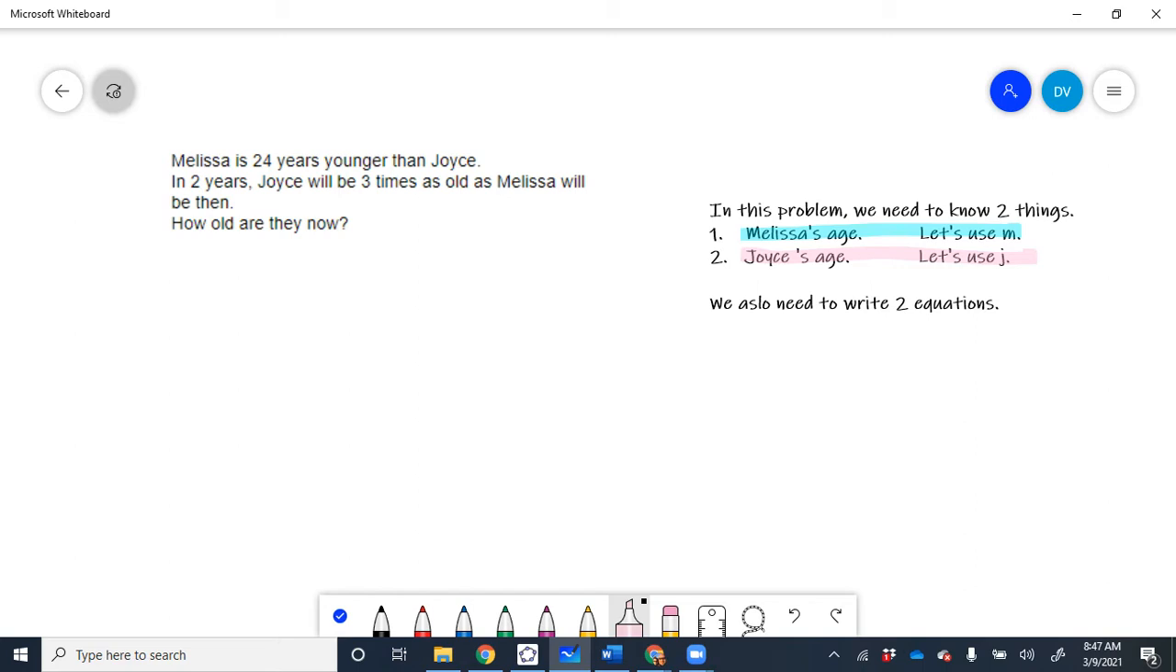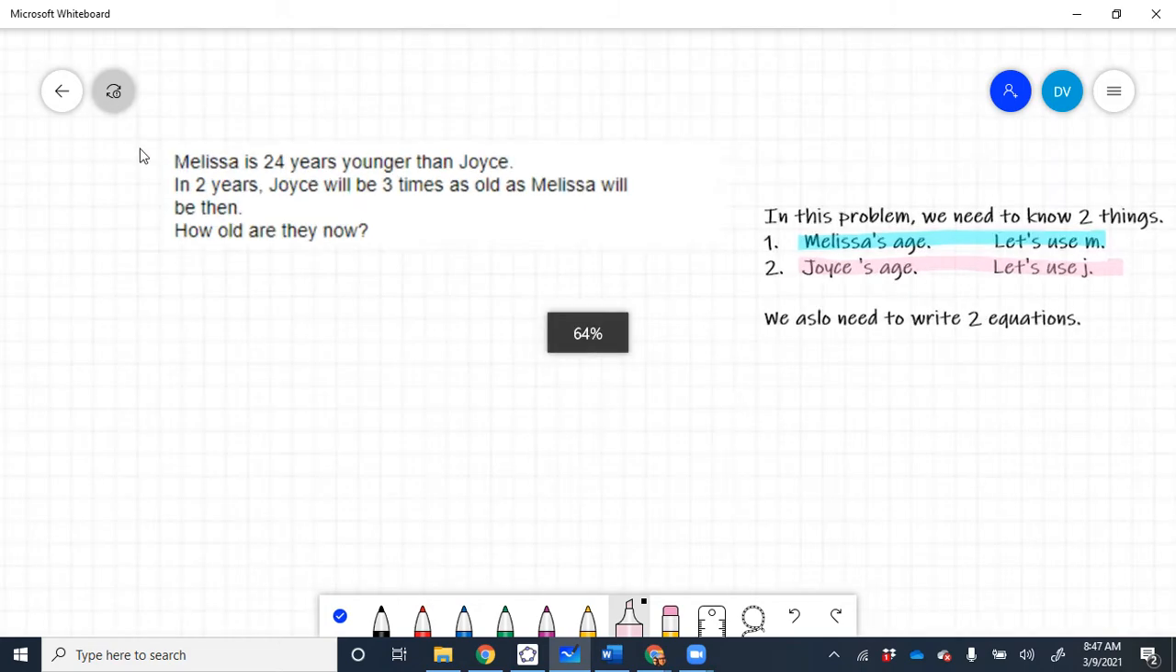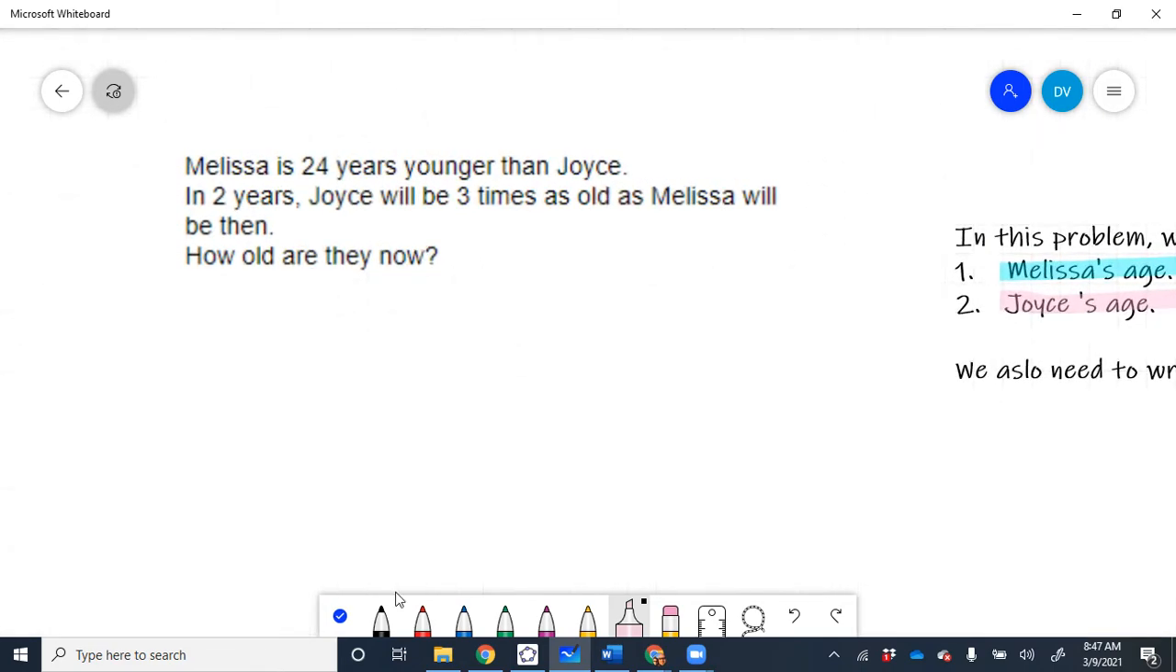All right. Also, remember, we need to write two equations. I put that, oh, I spelled also wrong. I probably do that every time. Anyway, we need to write two equations. So we'll do that here in just a second. But let me zoom in here. Once again, let's use green to write our first equation.